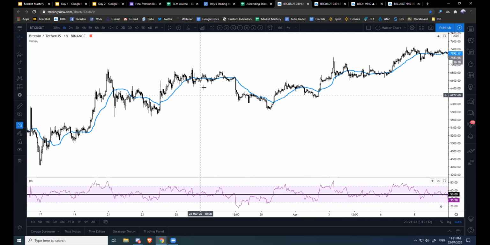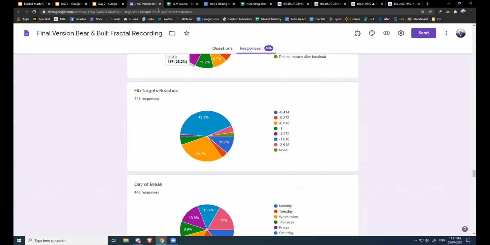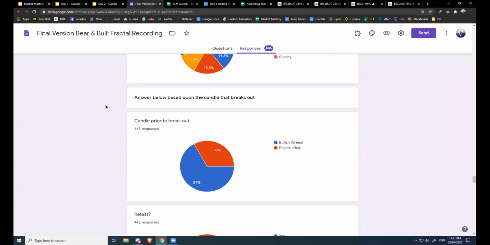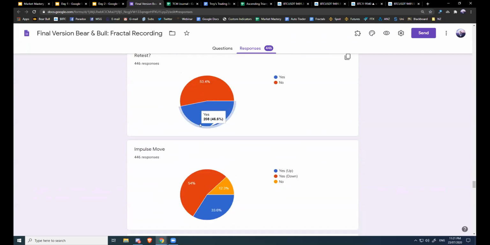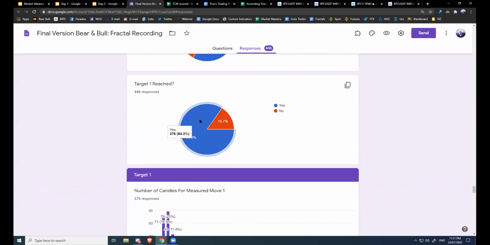So part of this project is we're just recording all the fractals and all the data that goes with it. I can't really find one right now, and I'm not going to waste too much of your time trying to find one. But we know exactly where to take our position. We know the strike rate, and we know where the best place to have a stop loss is.